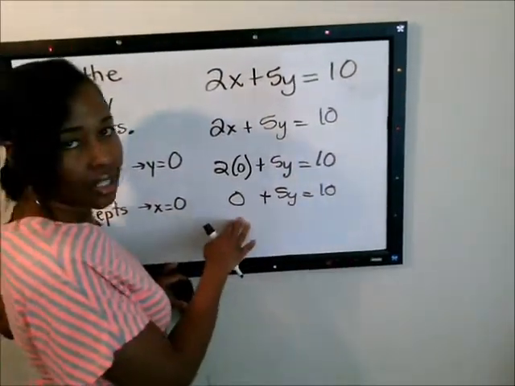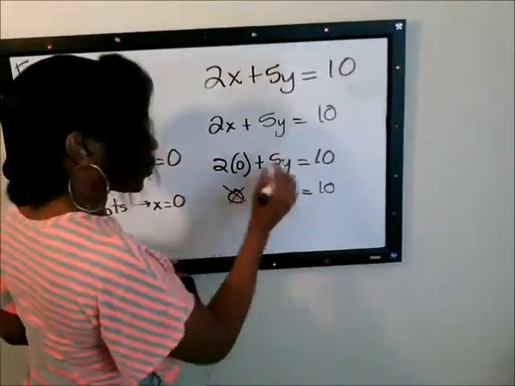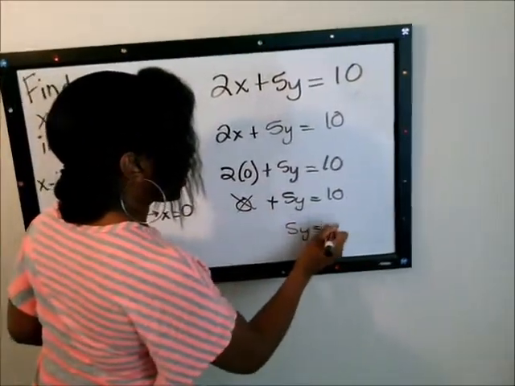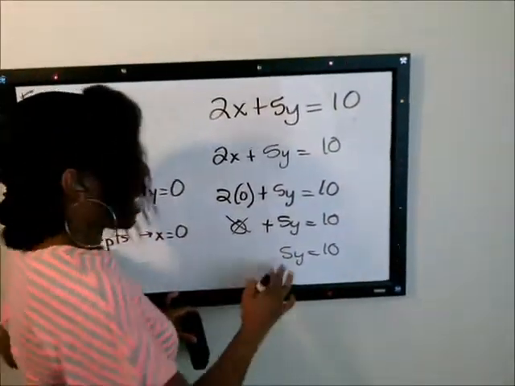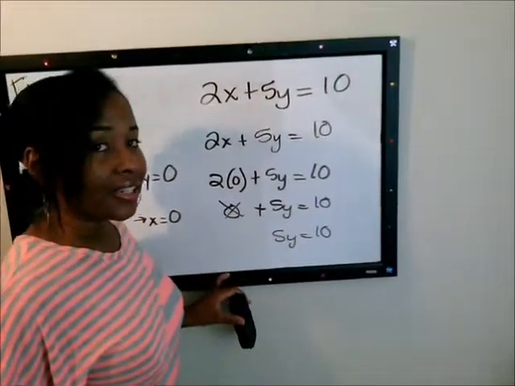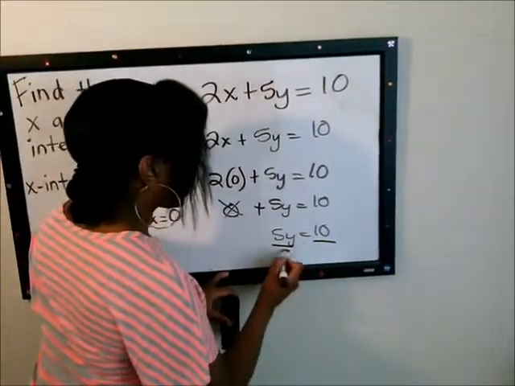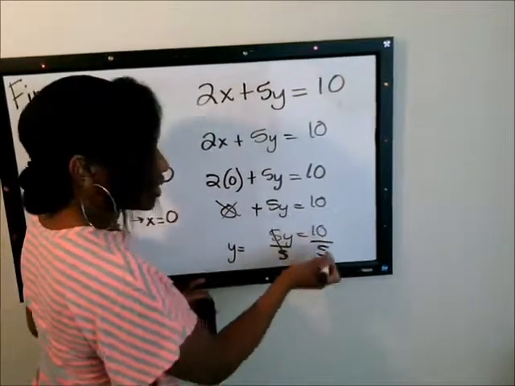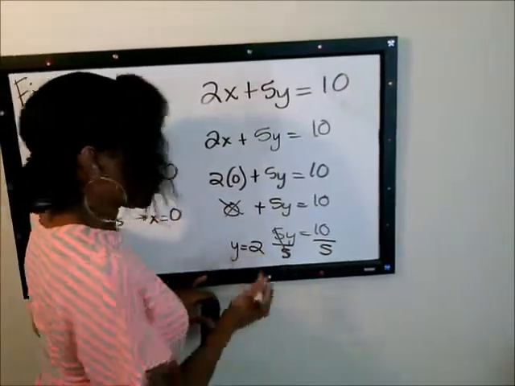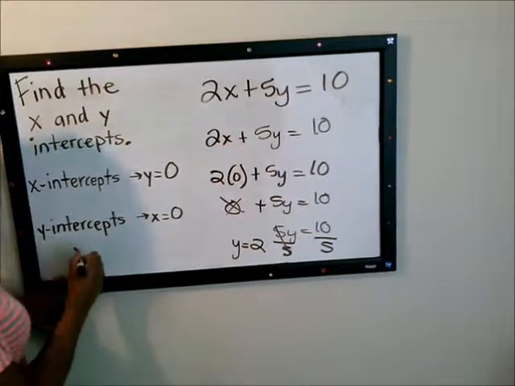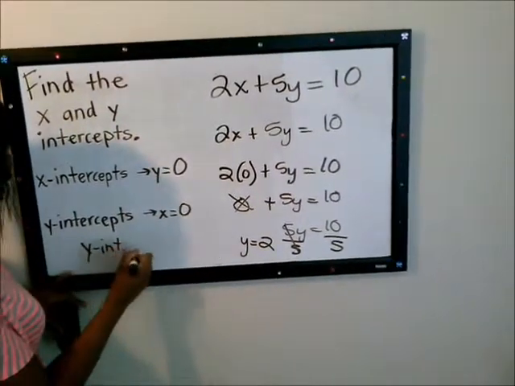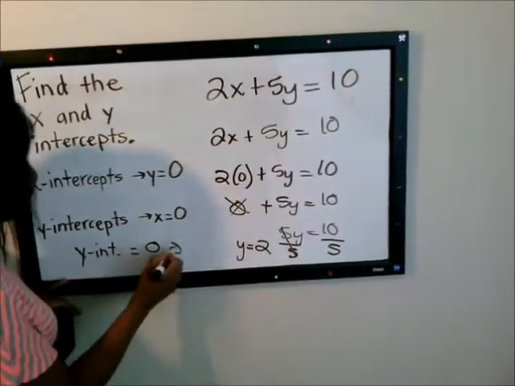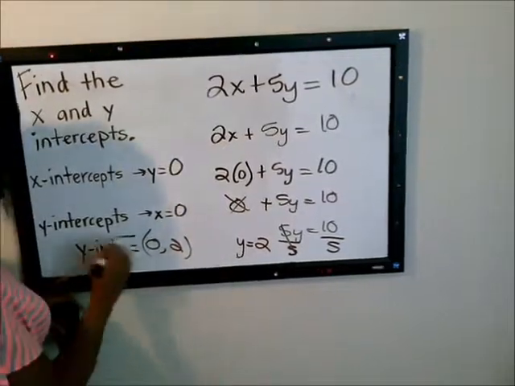Do I really need that 0? I really don't, so I'm not even going to worry about it. 5y equals 10. I need to get the y all by itself, so I'm going to divide both sides by 5. And y is equal to, what's 10 divided by 5? 2. So that means my y-intercept is 0, 2. Got it?